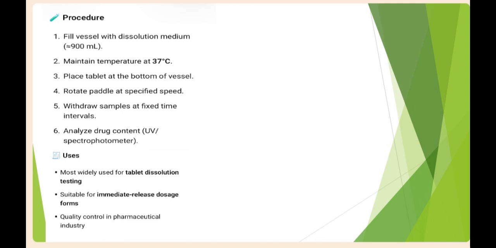Place 900 ml of dissolution medium into the vessel, maintaining temperature at 37 degrees. Place the tablet at the bottom of the vessel. Rotate the paddle at a specified speed. Withdraw a sample at fixed time intervals. Analyze drug content using UV spectrophotometer.